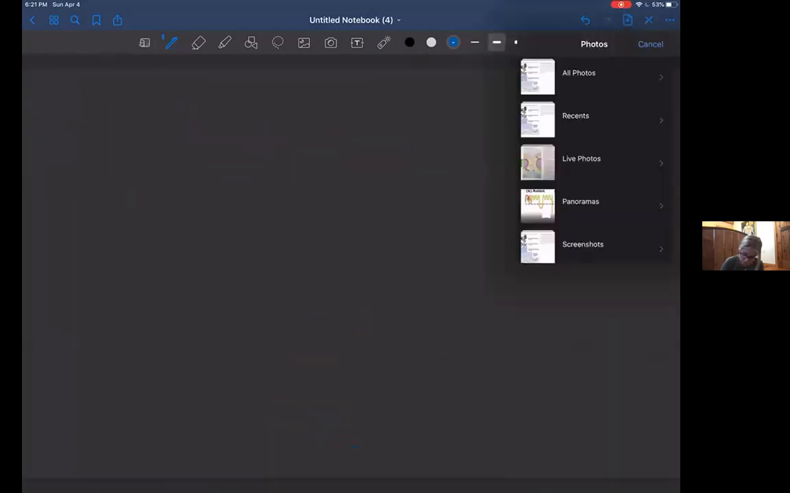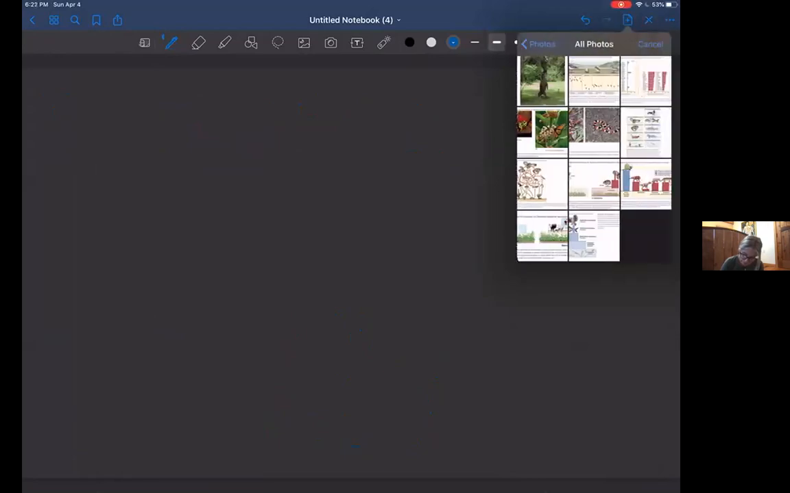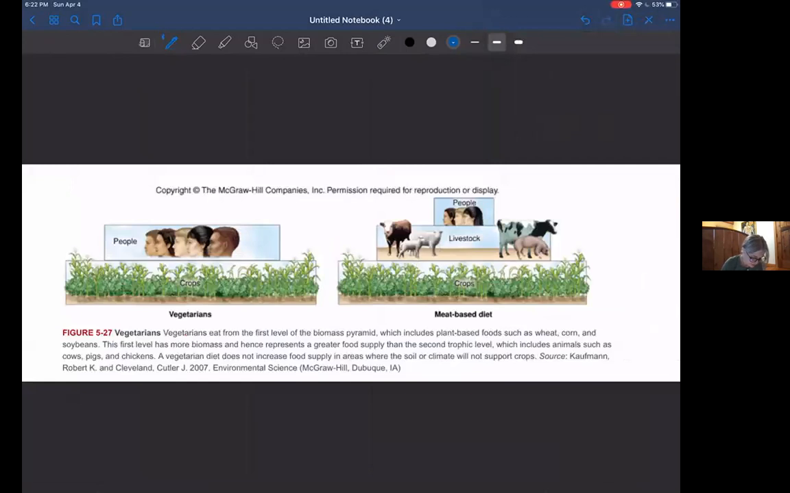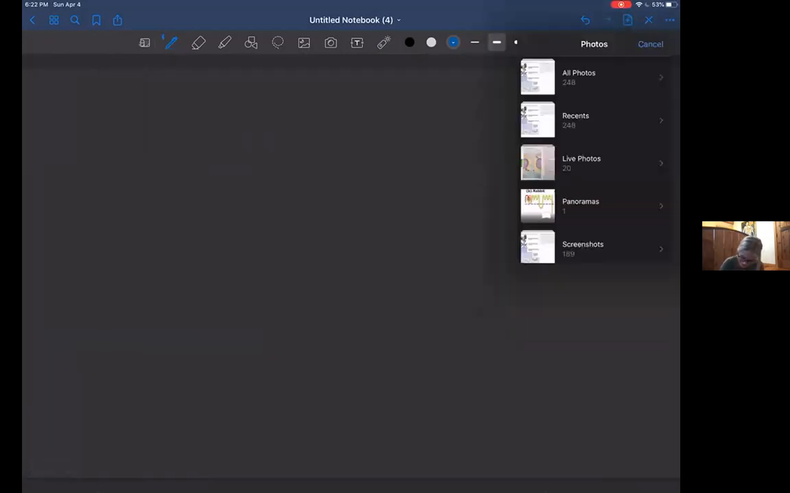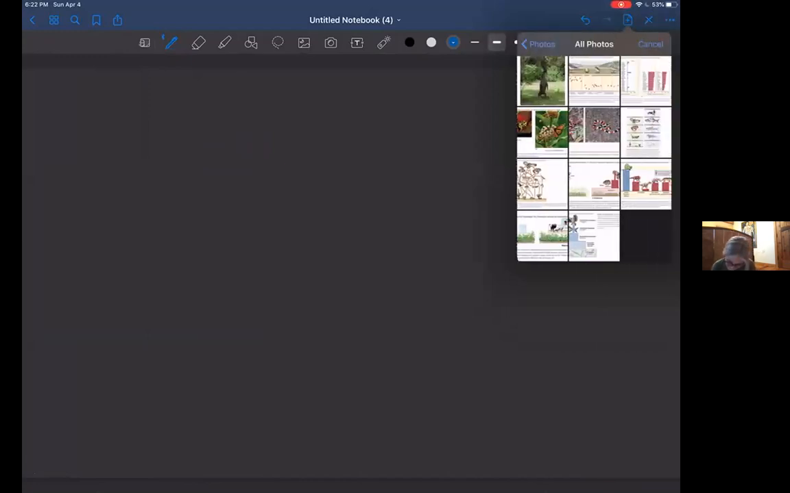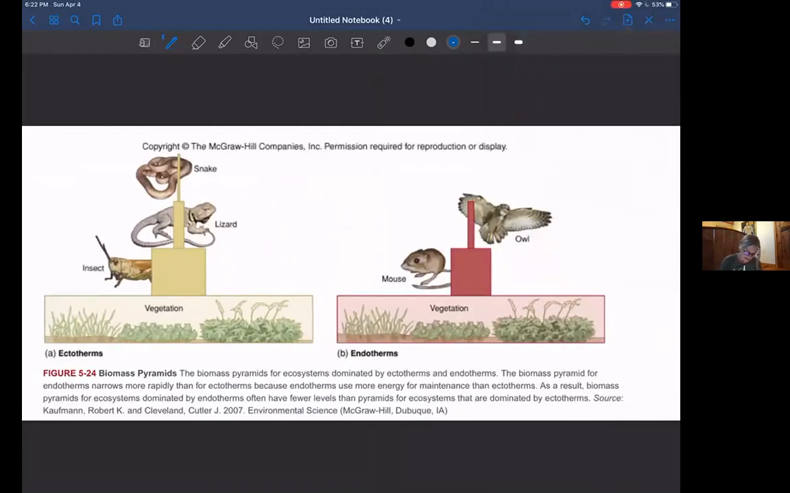Okay, so let's take a look at that. Let me get my image up. Here we go. Oops, that's the human one. Let's go back, see if I can find the right image. Here we go. Okay. These on the left are ectothermic. Notice that there are more levels. So that means that not as much energy is lost.